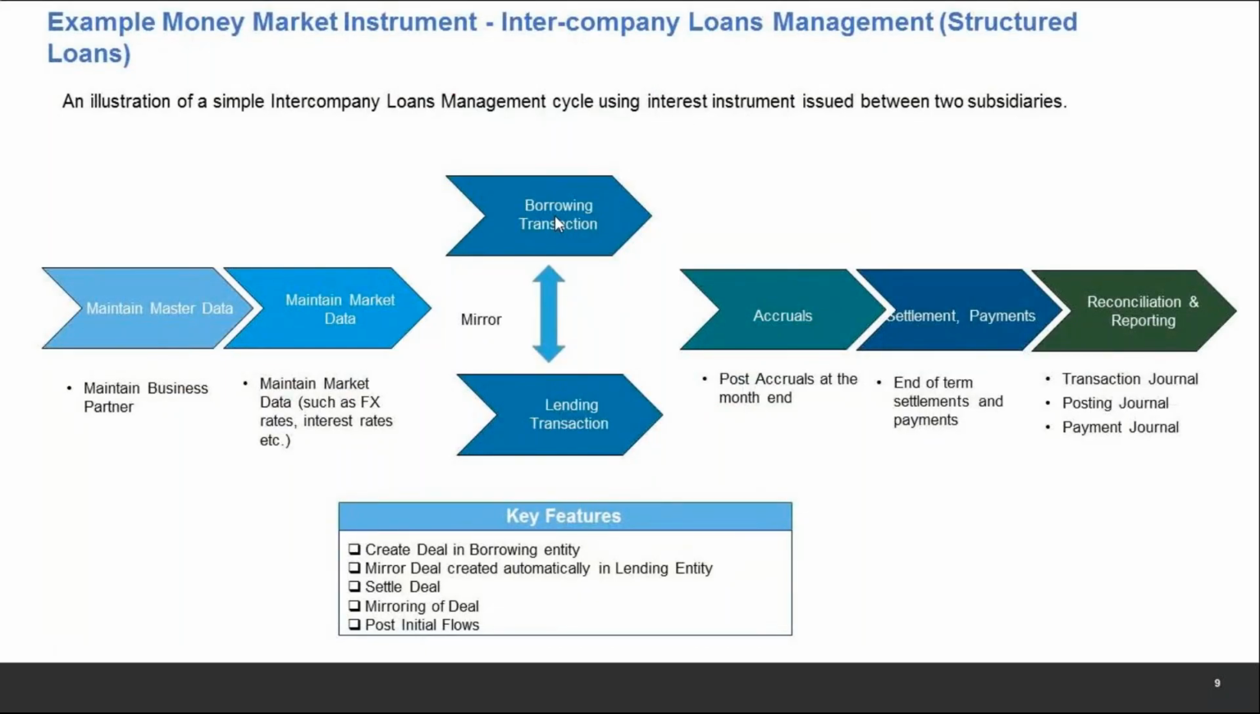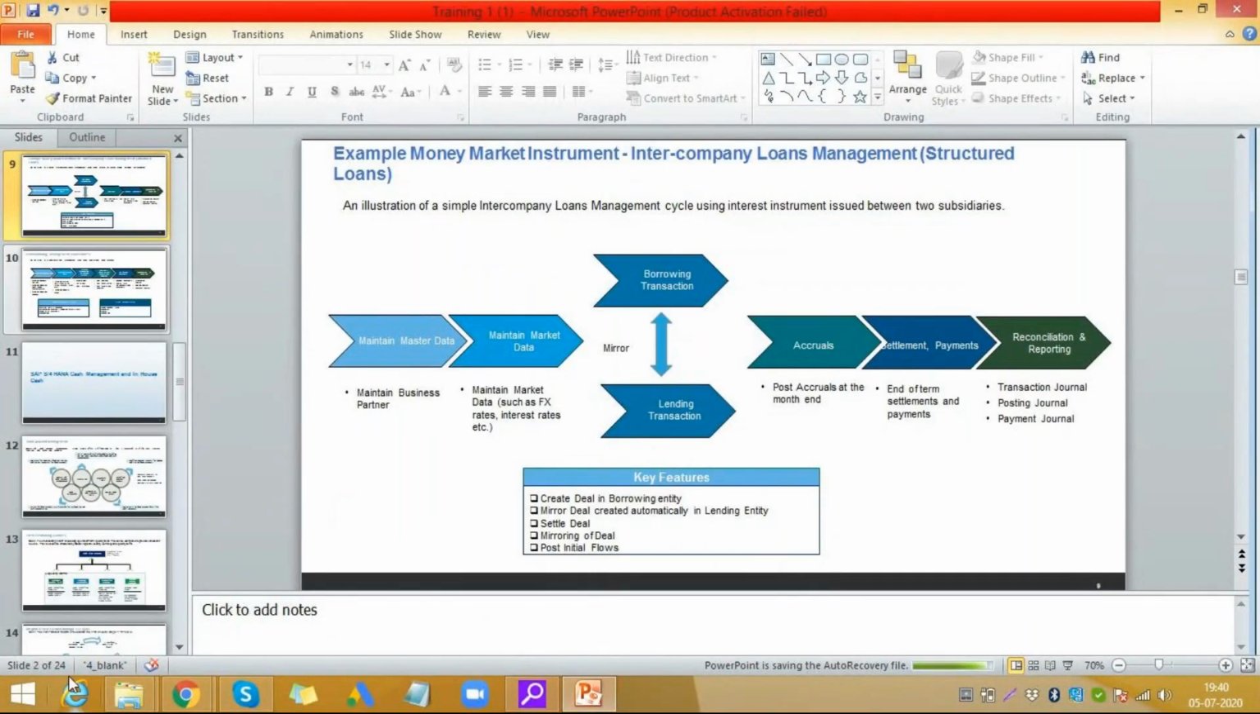I have taken a couple of examples to quickly go through what we basically do in the system. So this is an illustration of an intercompany loan. An intercompany loan is a loan between two subsidiaries within an organization, and how it works in SAP, we will demonstrate that. Let me see if I can open an Excel and take an example of this.